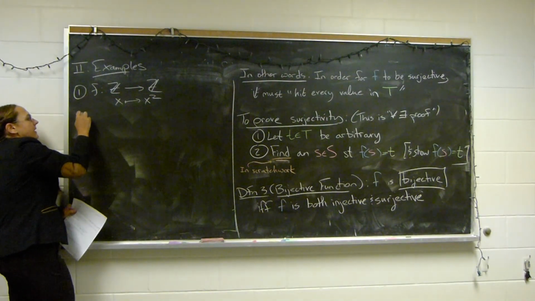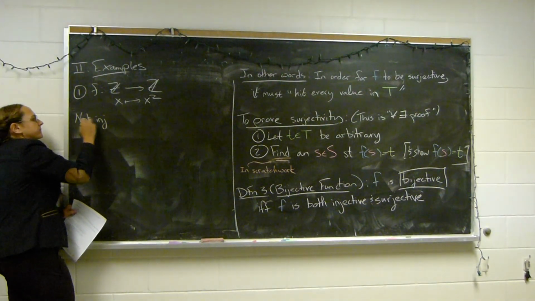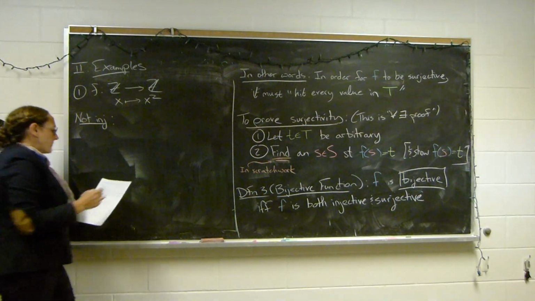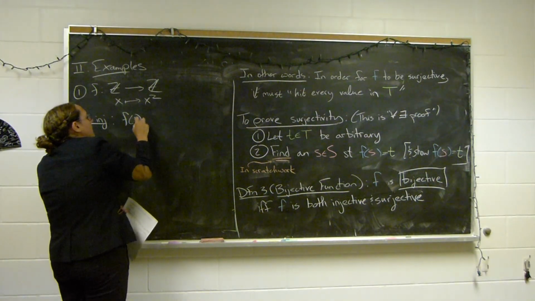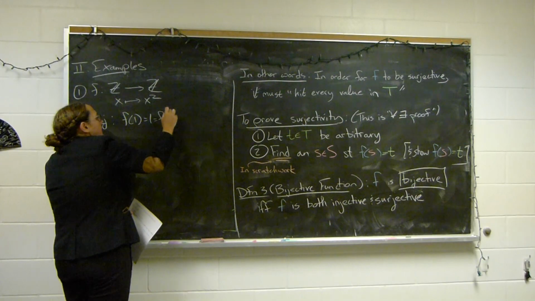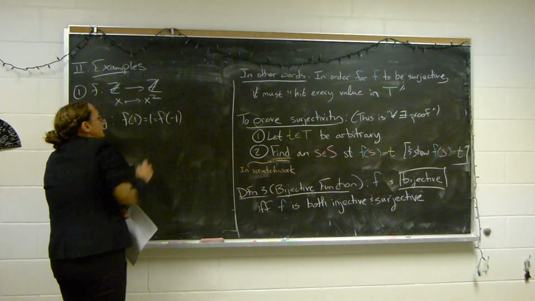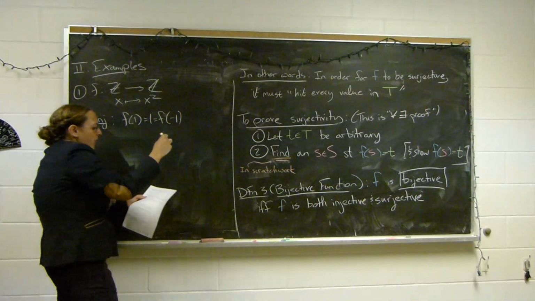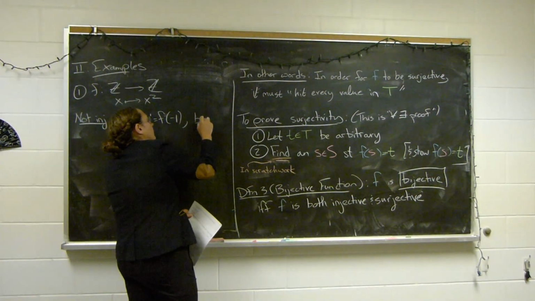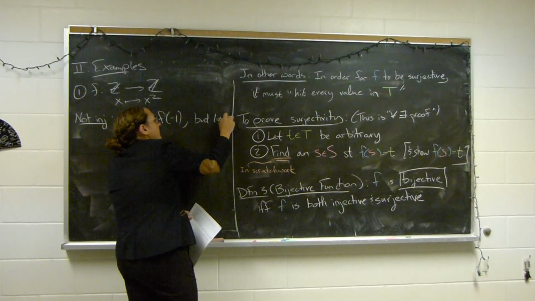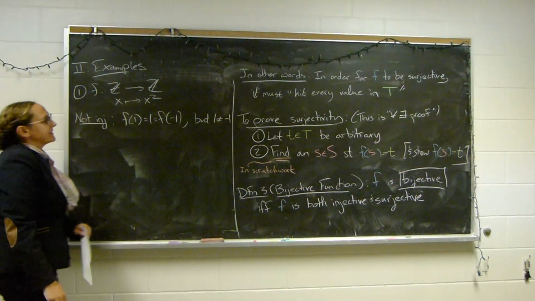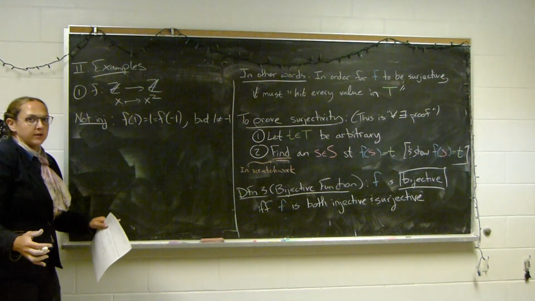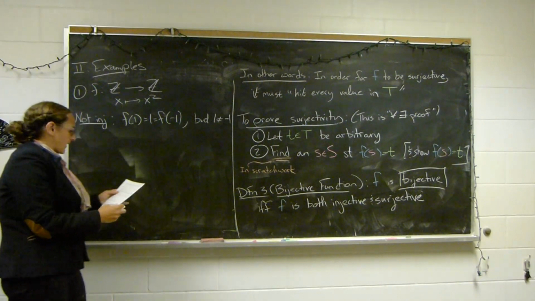So why is this not injective? The problem is that I have f of 1 equals f of minus 1. So 1 and minus 1 give me the same output, but 1 does not equal minus 1. And this is basically exactly that picture I was showing you earlier of the horizontal line test failing.